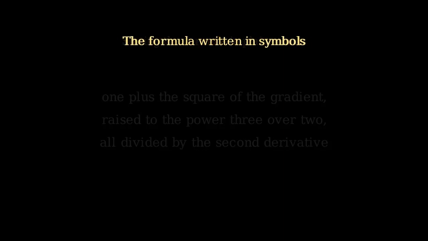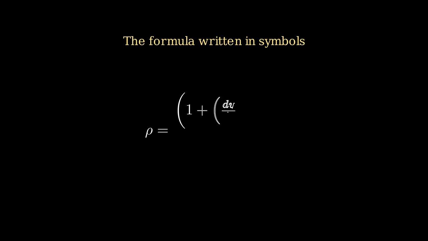In symbols, this is written ρ equals open bracket 1 plus open bracket dy by dx close bracket squared close bracket to the power 3 over 2, all divided by d squared y by dx squared.